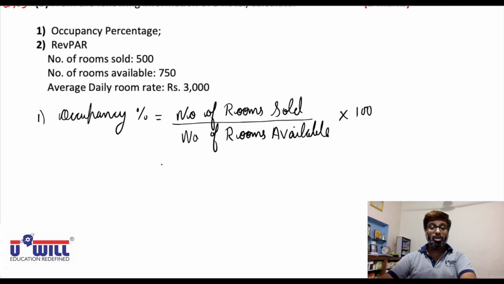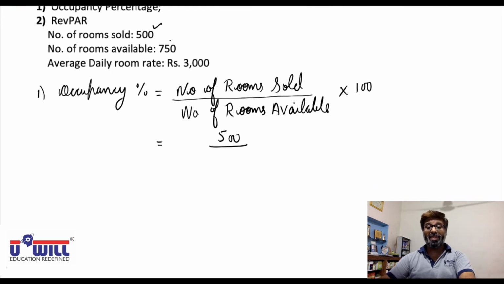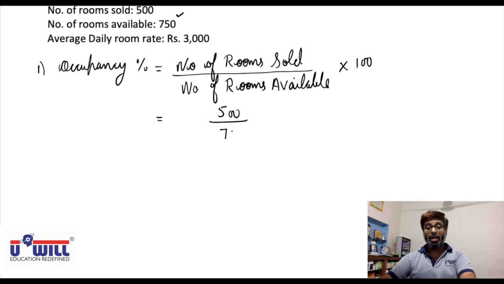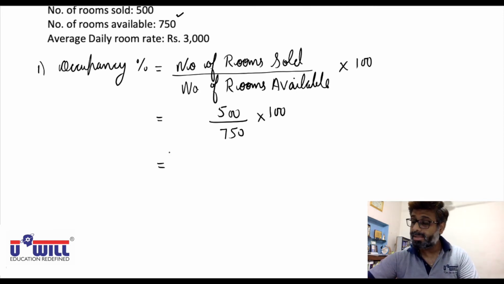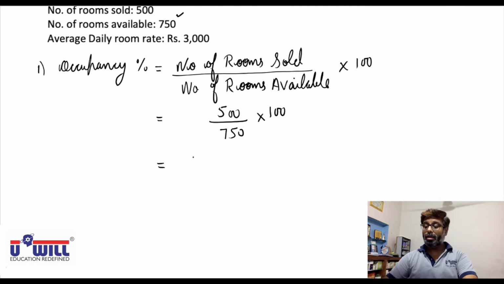Now number of rooms sold are 500 divided by number of rooms available are 750 multiplied by 100. So 500 divided by 750 multiplied by 100 must come to 66.67%. All of you must be able to get this, okay?